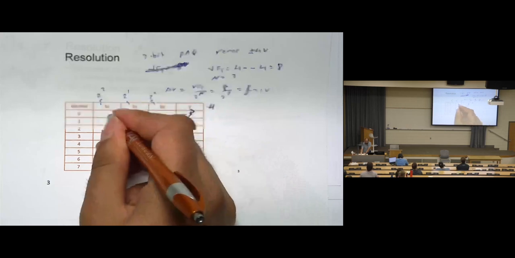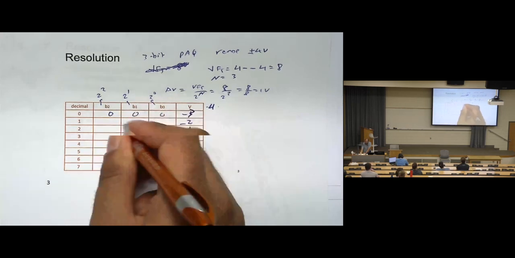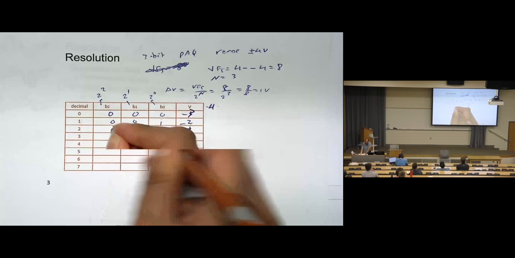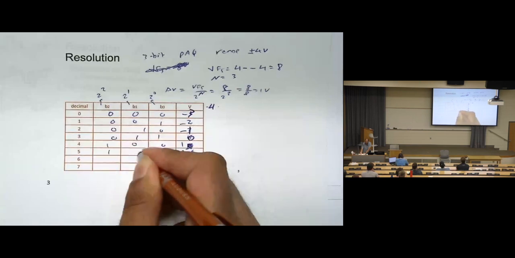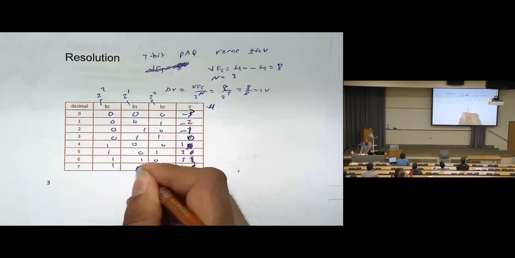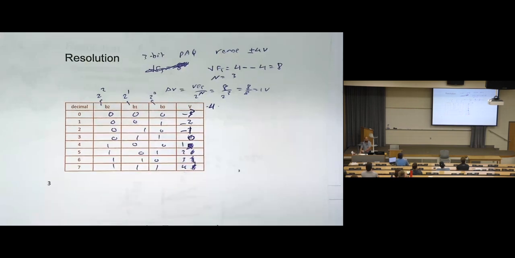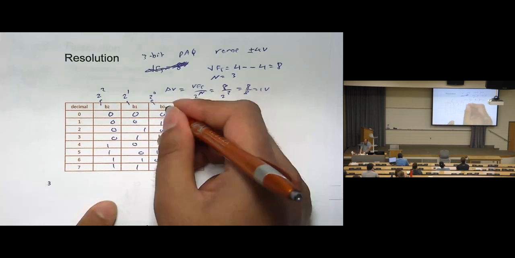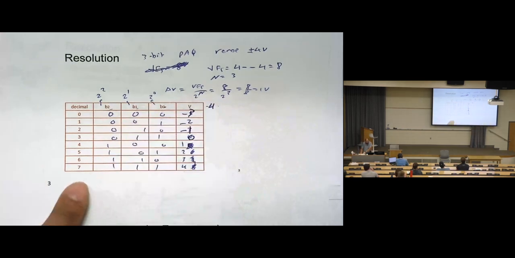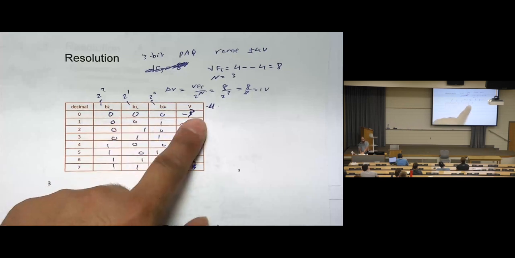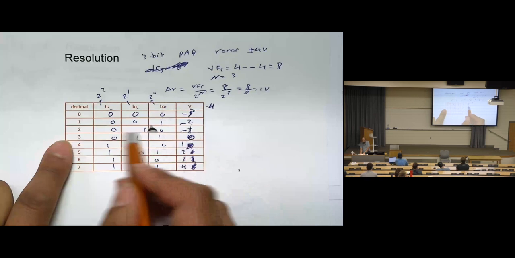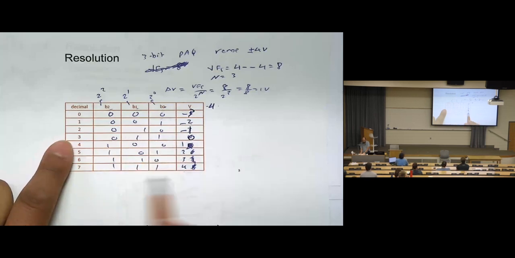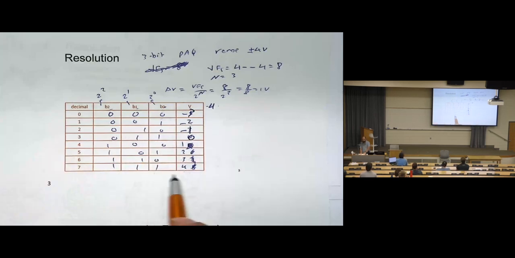So the truth table says: 000, 001, 010, 011, 100, 101, 110, 111. This is the truth table, with bit 0, bit 1, bit 2. Whenever there is 000, it will read as negative 3, negative 2 translates to 001, and so on until 4, which will translate as 111.